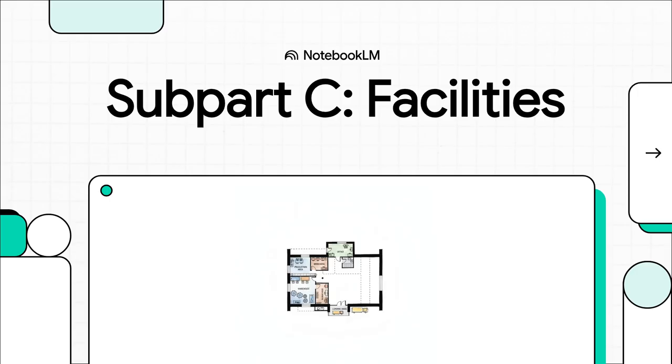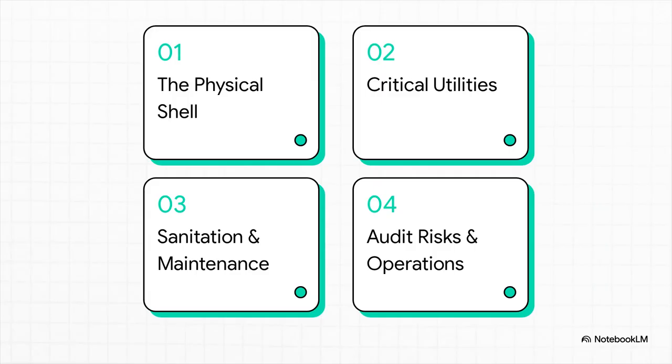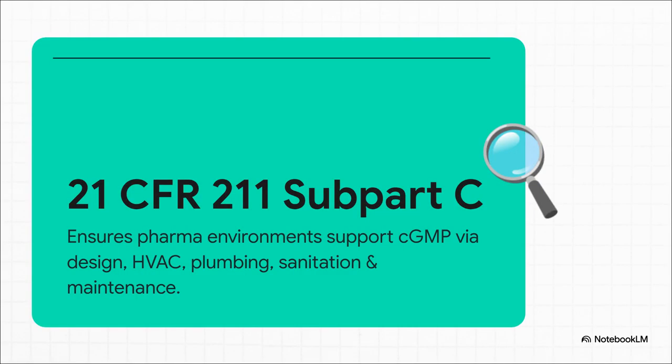Let's get into it. We're going to take a blueprint to operation approach today. We'll start with the physical shell, move on to critical utilities, then sanitation and maintenance, and finally wrap up with audit risks and operations. So, what exactly does Subpart C actually cover?